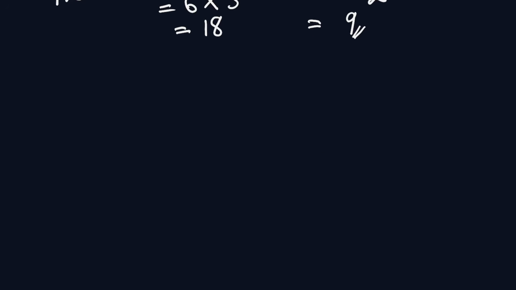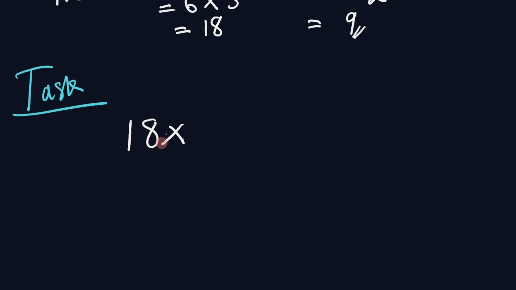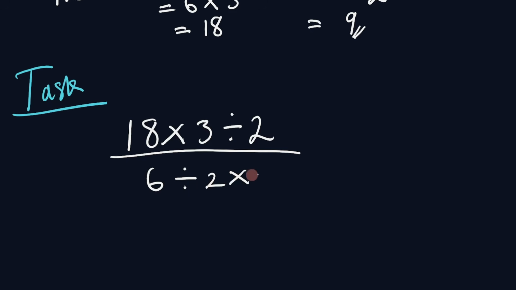Now if you understood what we just did, I would like you to try this out. Solve this expression: 18 multiplied by 3 divided by 2, all divided by 6 divided by 2 multiplied by 7.